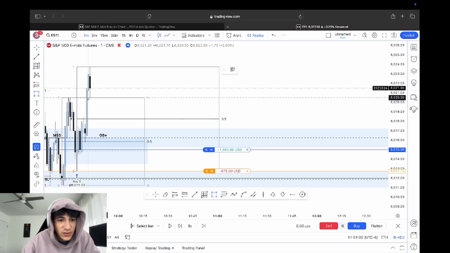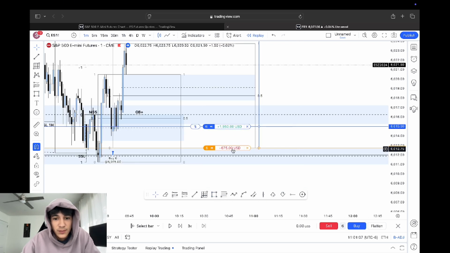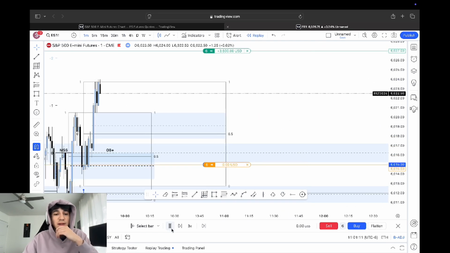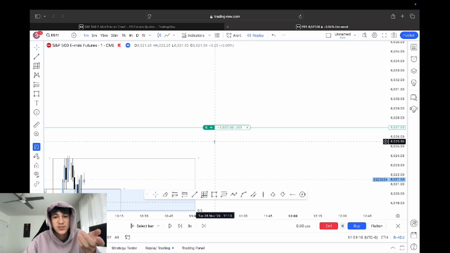Once I saw this fair value gap form, I was very much like, okay, we're bullish. Put stop loss at break even, and then I'm pretty much just writing the trade out from here. I didn't want to re-enter because I was already full sized.